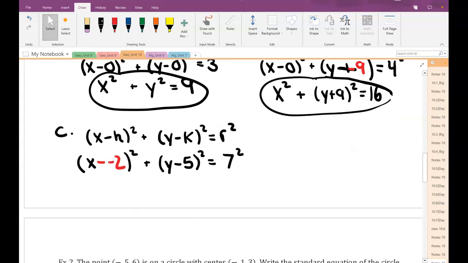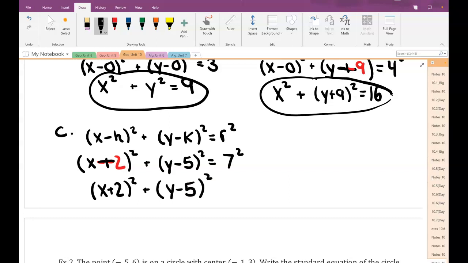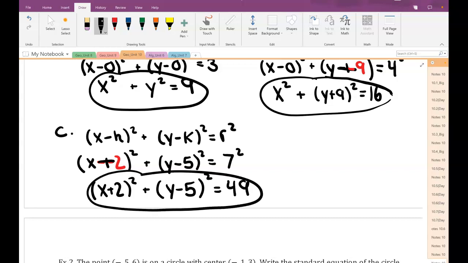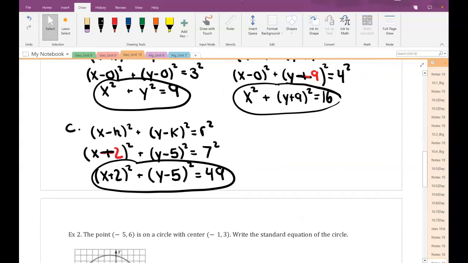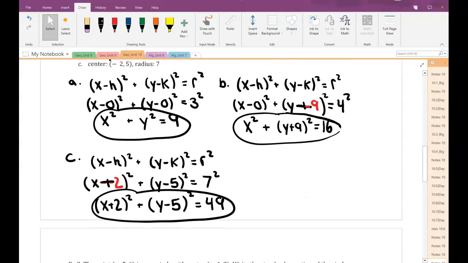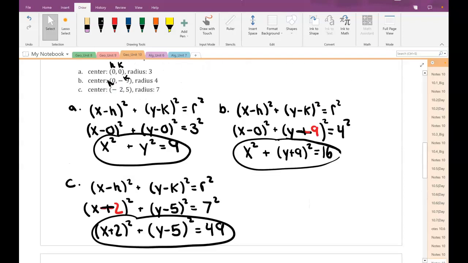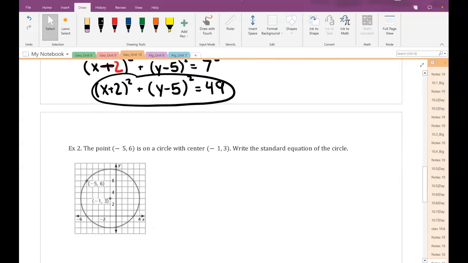Again, subtracting a negative turns into a chunky plus. So we have x plus 2 squared plus, we have no simplifying in our other parentheses, we can just write it as y minus 5 squared. 7 squared is 49. So this is the equation of a circle with the radius of 7 centered at -2, 5. So that's one kind of thing you'll have to do on your homework, write out equations of circles using your formulas, your radiuses, and your centers.